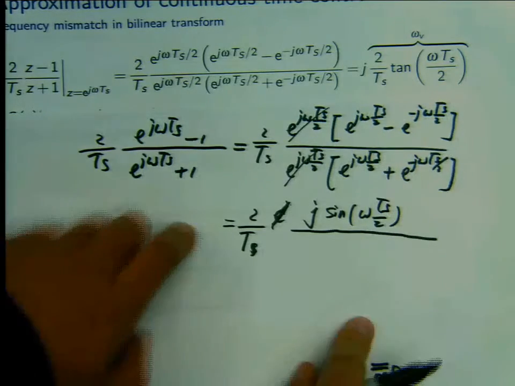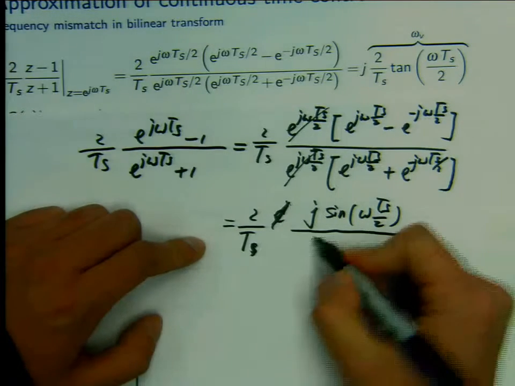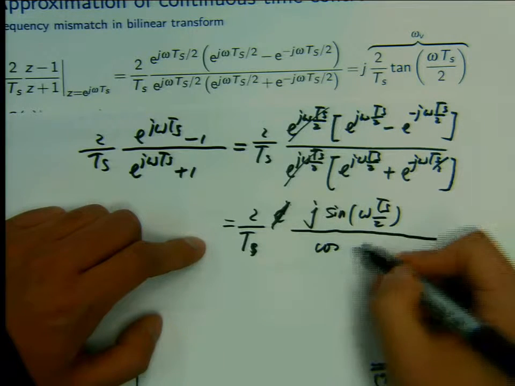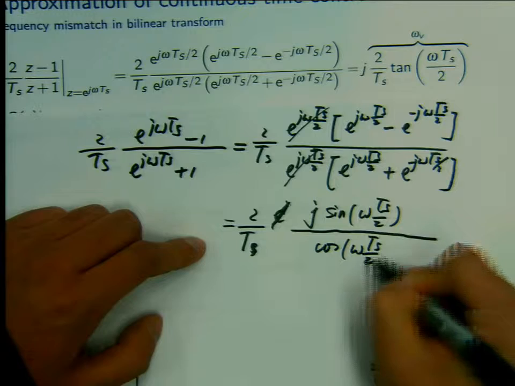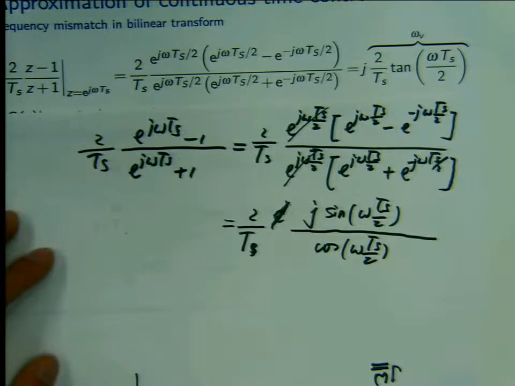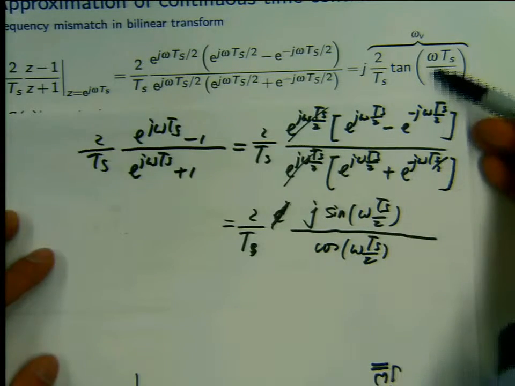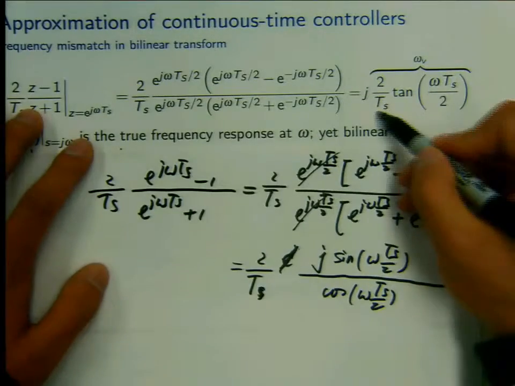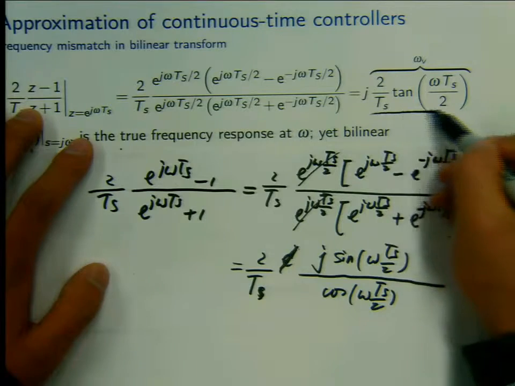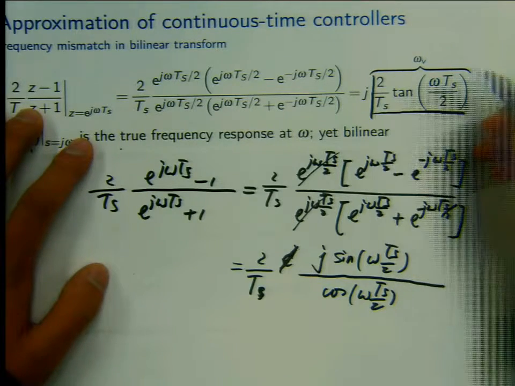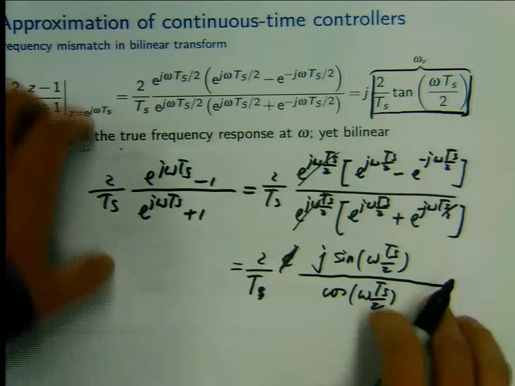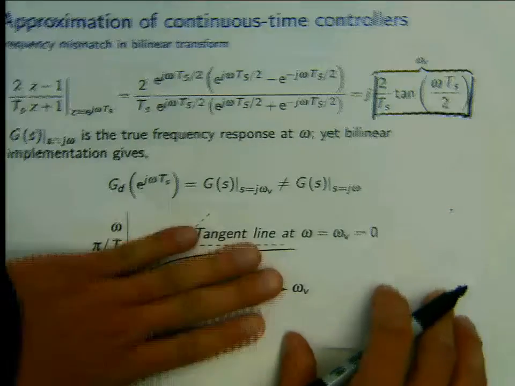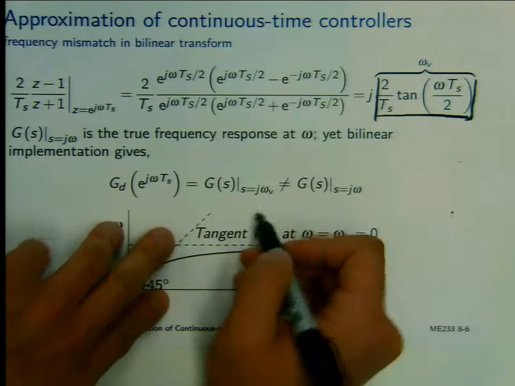What about the bottom part? Cosine. And then the 2 is going to be canceled out. Okay? So this is the tangent of ωTs divided by 2, okay? So this guy is going to be the equivalent frequency here. So the reason why I did this is this logic.